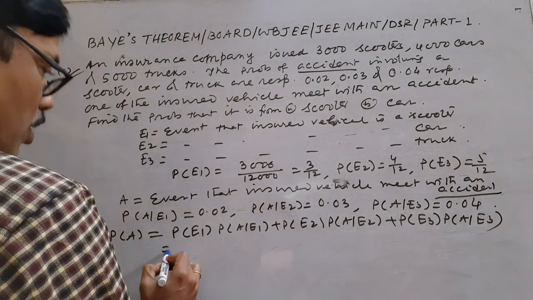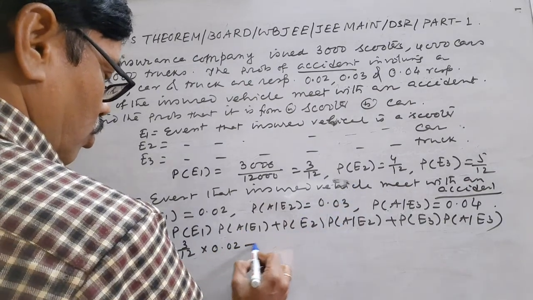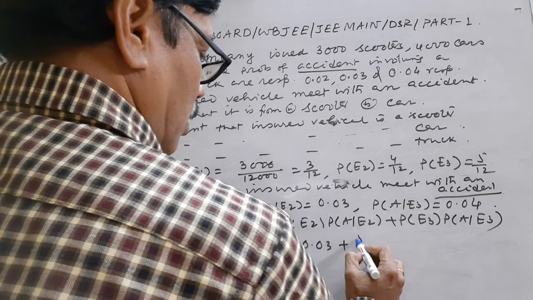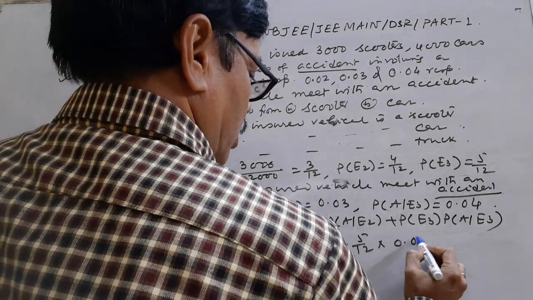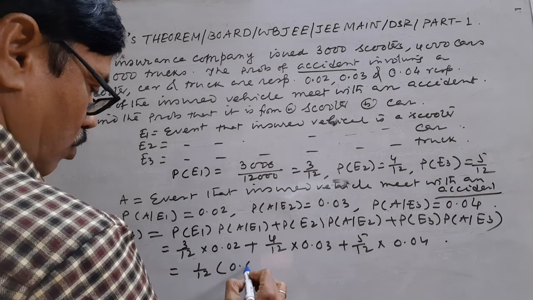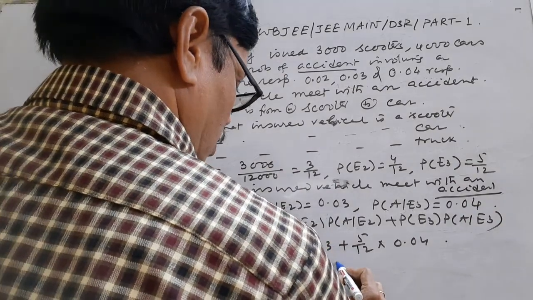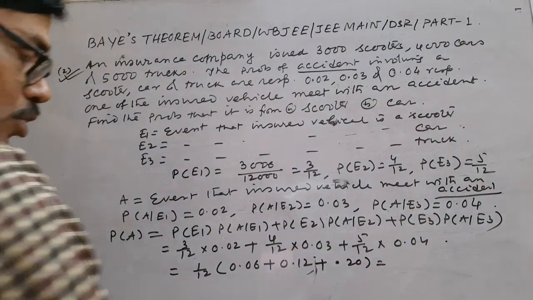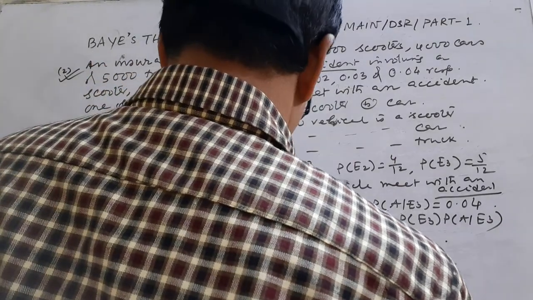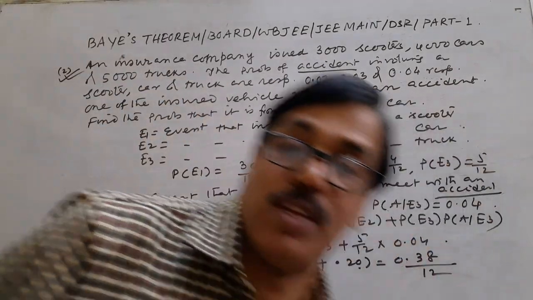So now put P(E1), 3 by 12, into 0.02. Then 4 by 12 into 0.03. Then 5 by 12 into 0.04. So 1 by 12 common: 0.06 plus 0.12 plus 0.20. So 0.20 and this is 0.38. So P(A) is 0.38 by 12. Now listen.